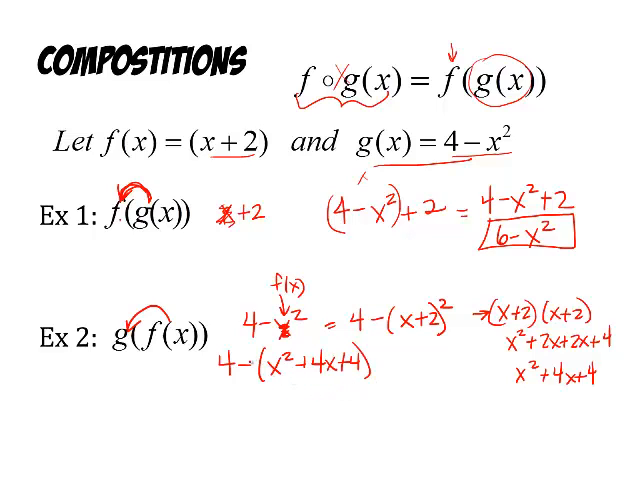Now I need to simplify it. So think of this minus as a negative 1. I have to distribute. So I have 4 minus x squared minus 4x minus 4. Combine like terms. 4 minus 4 is 0. So all I have left is negative x squared minus 4x. Remember, putting the f of x function into the g. That's what I did on this example. Putting one function into another and simplifying.